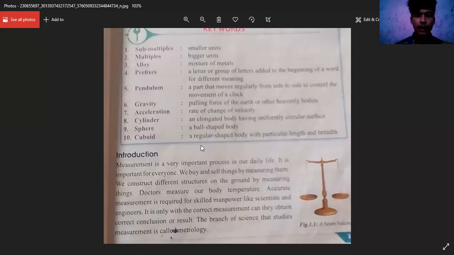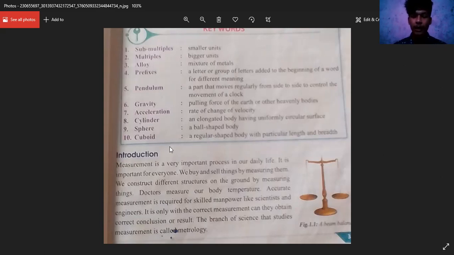So the very first thing, we have given some introductory part about measurement. Measurement is a very important process in our daily life. It is very important while we have to do certain kinds of things, or while we have to buy, or while we have to make some places or buildings, or some kind of instrument also. While we are making an instrument, at that time also, measurement is very necessary.